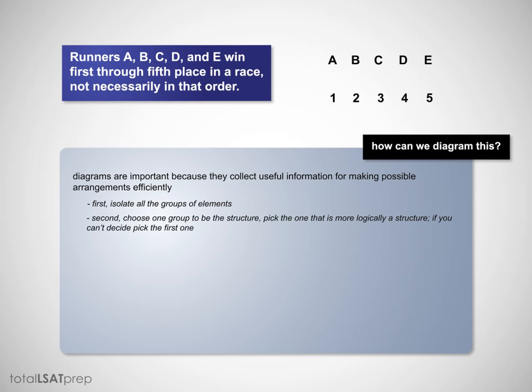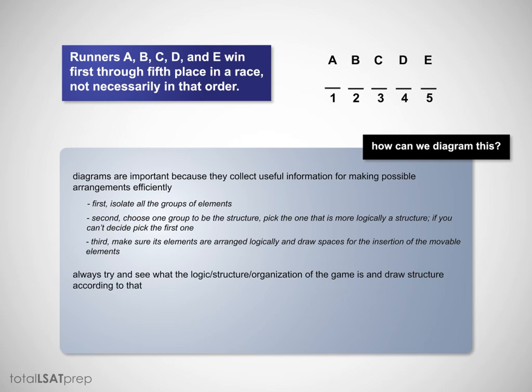Second, you choose one group to be the structure. So you pick the one that is more logically a structure. And if you can't decide which one is the structure, you just pick the first one. It doesn't matter, like I said. And here we'll put the numbers as our structural elements, because first to fifth place in a race already gives you a linear structure. Third, we make sure that the elements are arranged logically, and we draw spaces for the insertion of the movable elements. So we put spaces above 1, 2, 3, 4, 5, so that we would know where we can put the movable elements, the letters in this case.